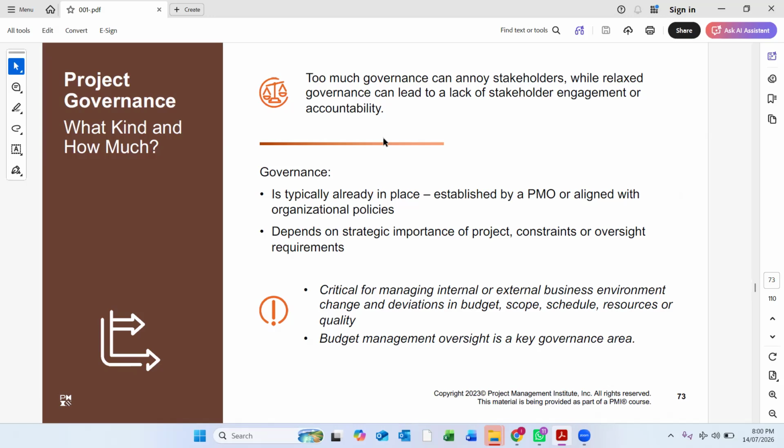So the first point was very interesting, which is too much governance or lack of governance. That is very important. But usually the governance is established by the project management office in any organization. Based on the strategic importance of the project, the PMO should make some oversight. The PMO should define the oversight and the constraints on that particular project.